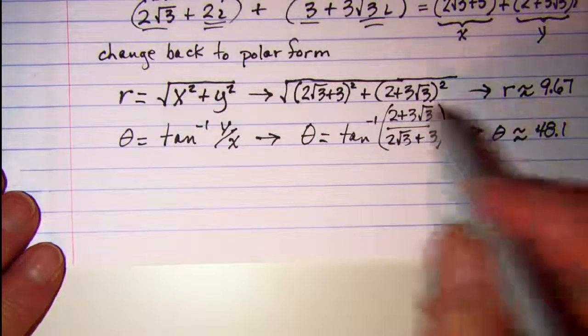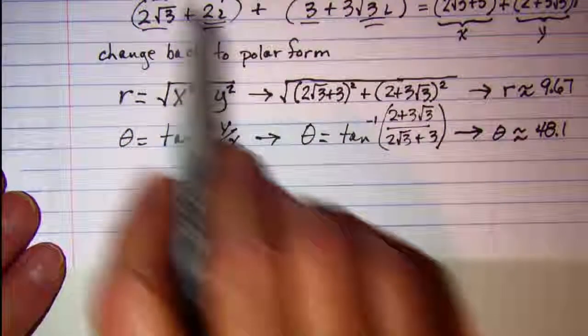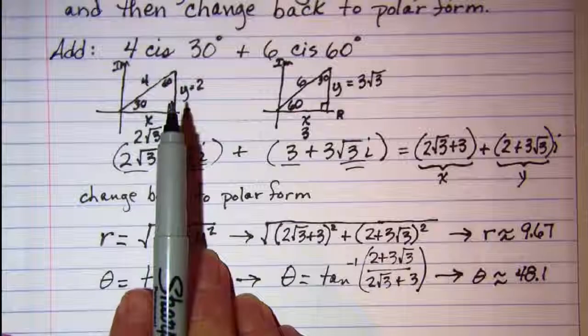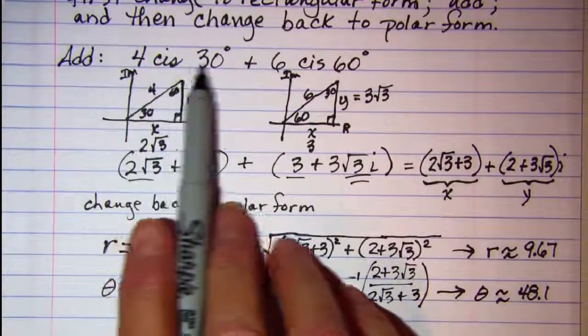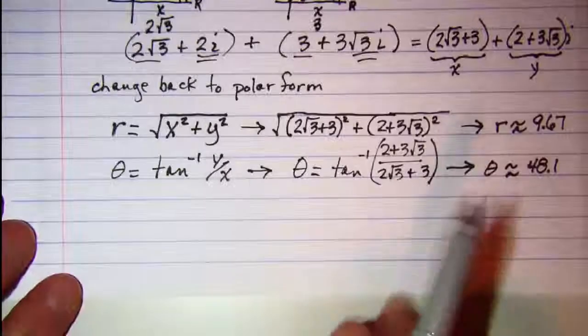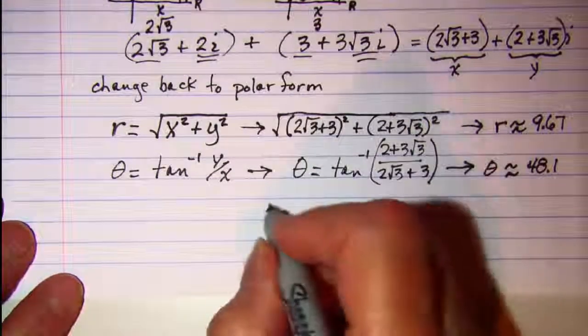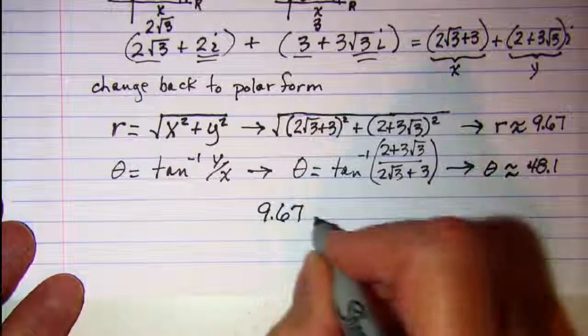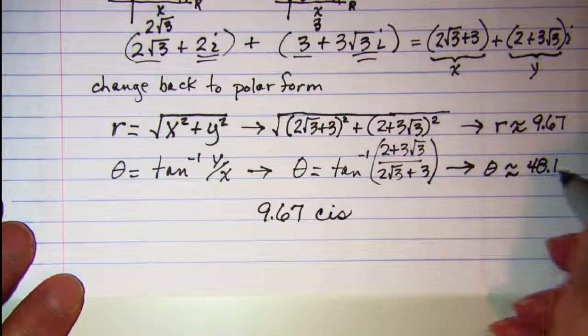So our answer, written in polar form, we'll use the shorter method for writing it. So it'll be 9.67 cis 48.1.